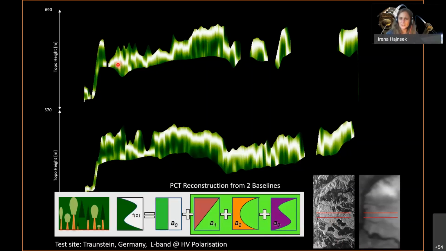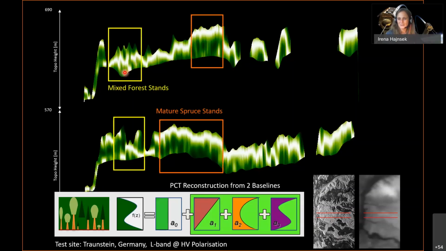What you see here now is that everything that is white is a strong f(z), a strong scattering contribution. Everything that goes into greenish and black is less contribution. You see we have some differences. We have strong contribution on top and less below, or contribution in the middle and less on top and below. So everything is possible. It was quite interesting, because we could identify that these two regions are really different in terms of forest structure. One is a mixed forest stand, and the other, where you see the strong scattering, is a matured spruce stand. So that's very interesting in terms of stands.